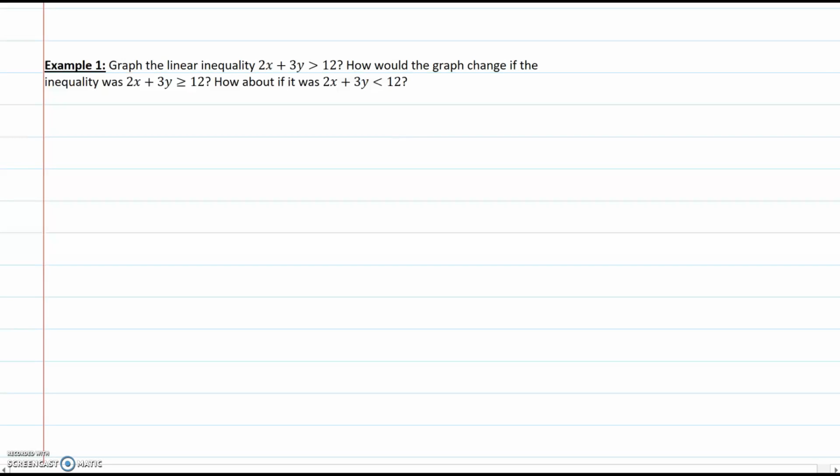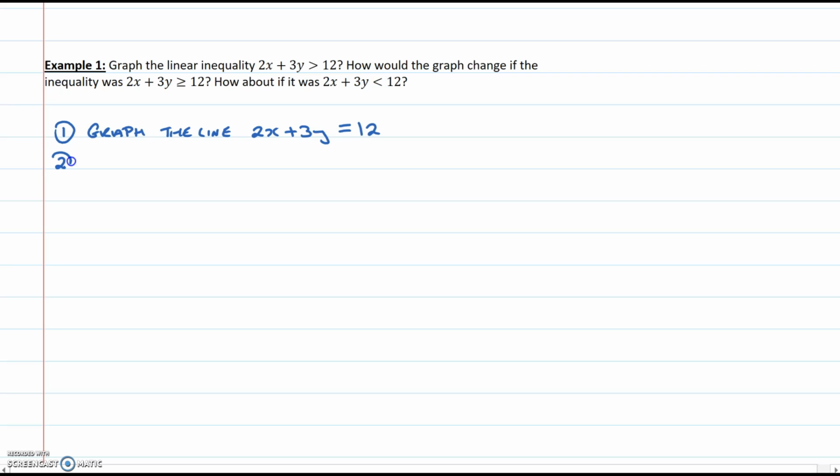In this example, we're asked to graph a linear inequality, 2x plus 3y is greater than 12. Now, anytime we're asked to graph a linear inequality, we're going to do two things. First of all, instead of an inequality, we're going to graph the line 2x plus 3y equals 12. So that's the first thing we're going to do.